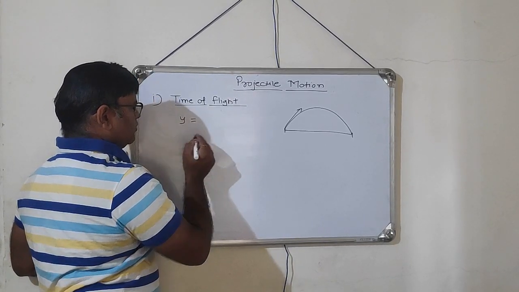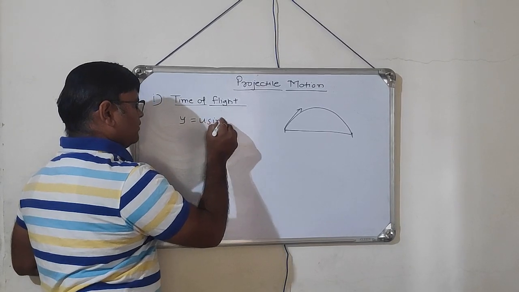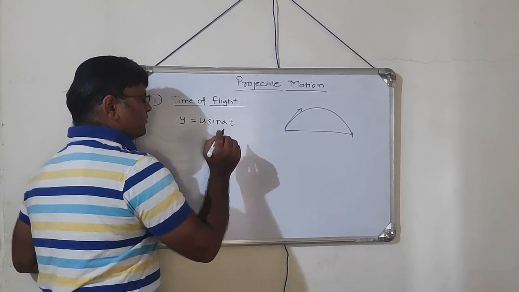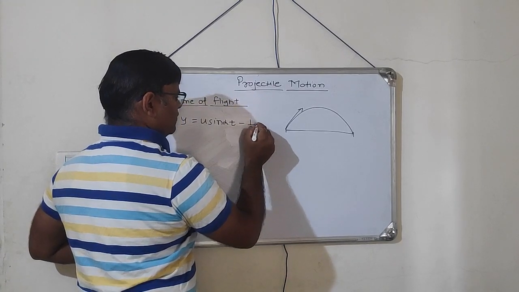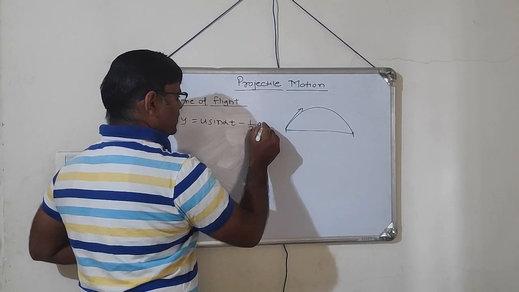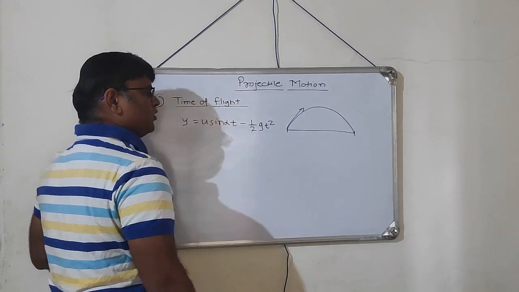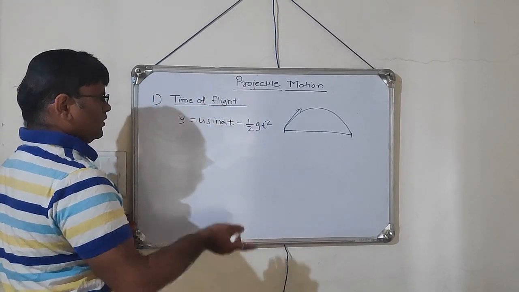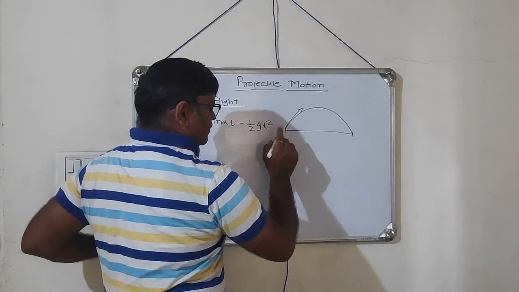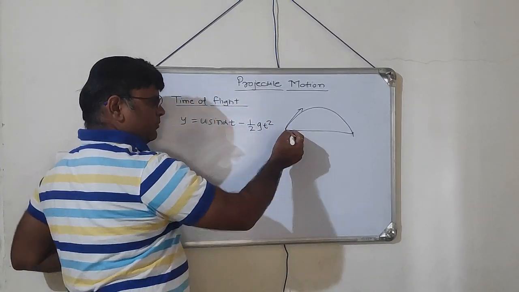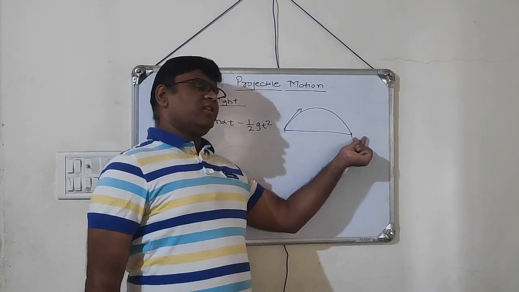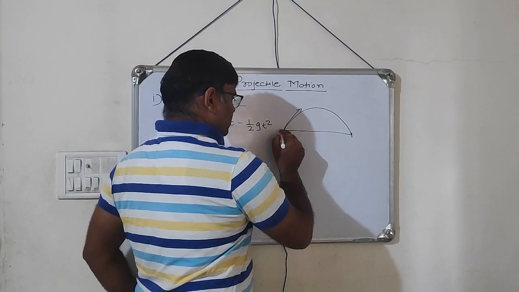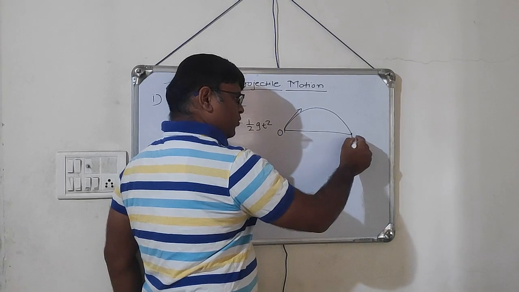y is equal to u sine alpha into t minus half of g t square. Okay, how will we solve this? To find out the total time, for example, your particle is starting from this point and it will strike at this particular point. So if I consider this is your O, this is your point A.